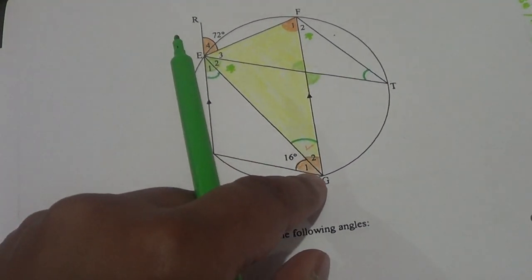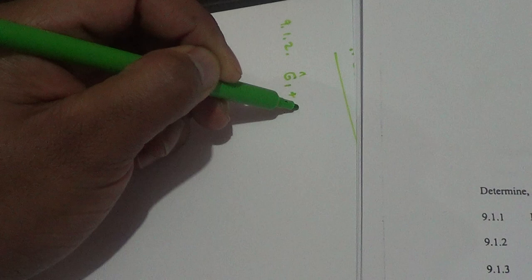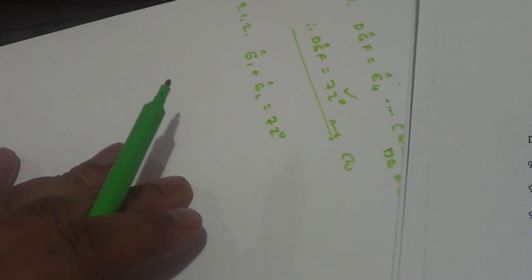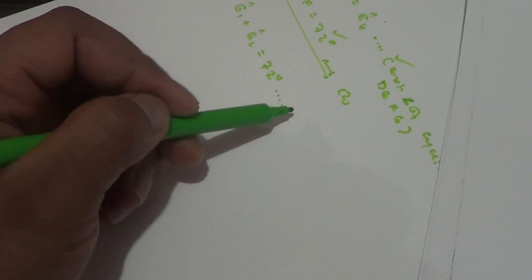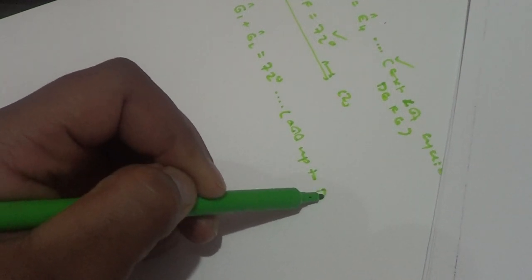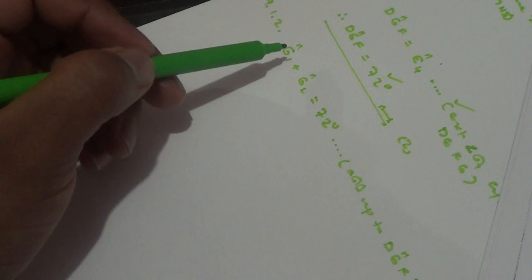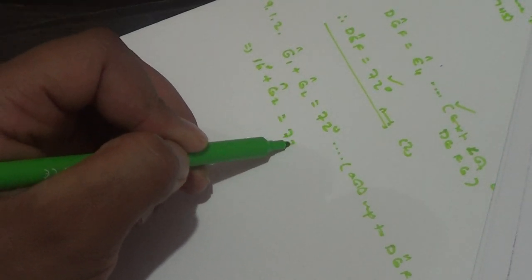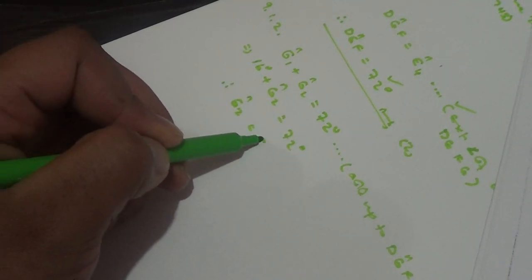Anyway, so we're going to say what? Angle G1 plus angle G2 are equal to 72 degrees. Okay, of course here you don't really have to say many things. Of course they add up to angle DGF, if anyone is wondering, but sometimes it's too obvious. What is G1? So this implies that 16 degrees plus angle G2 equals 72 degrees. Therefore angle G2 equals 72 minus 16, we got 56.